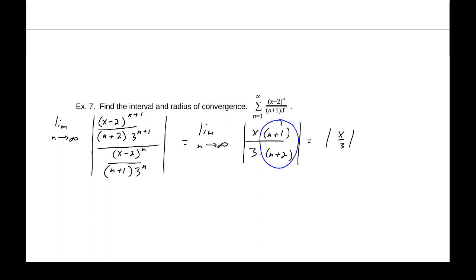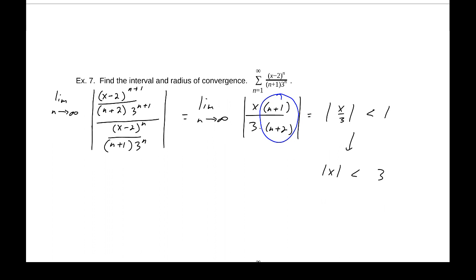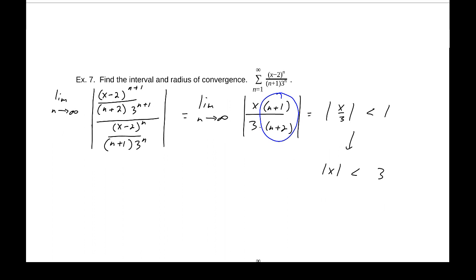The question is, when is the absolute value of x over 3 going to be less than 1? That'll tell us when it converges. Well, I can rearrange that to say the absolute value of x is less than 3. So this series converges whenever the absolute value of x is less than 3.